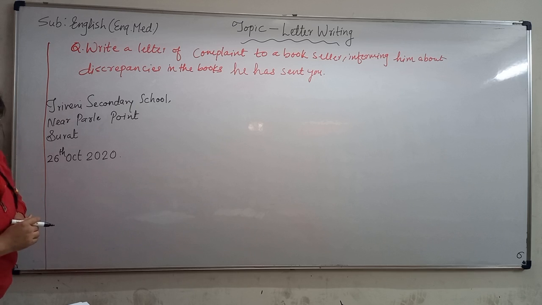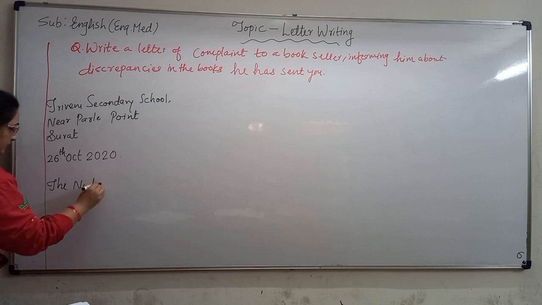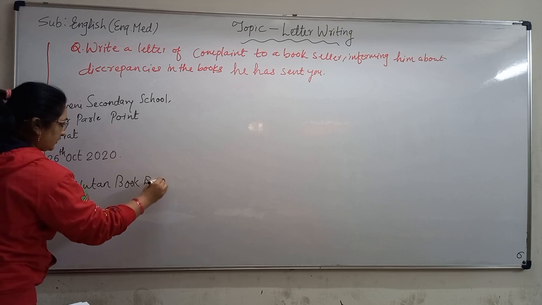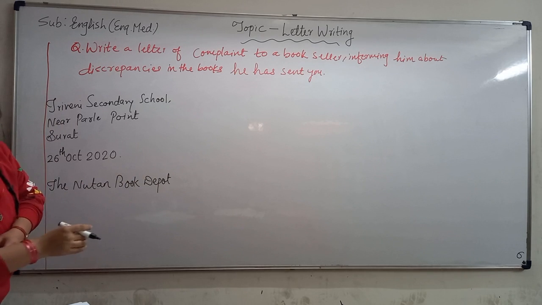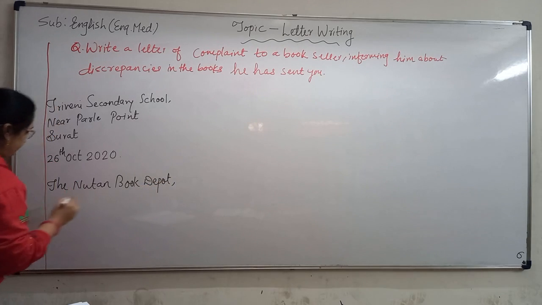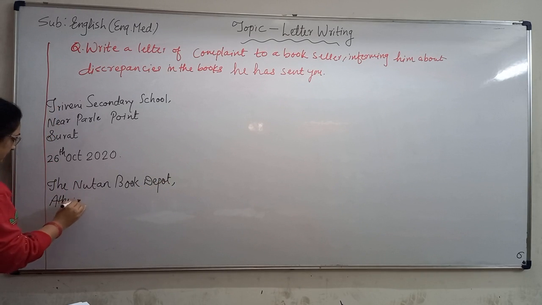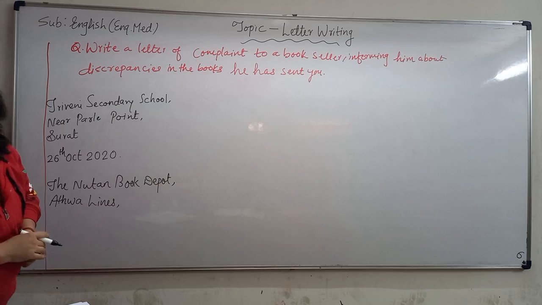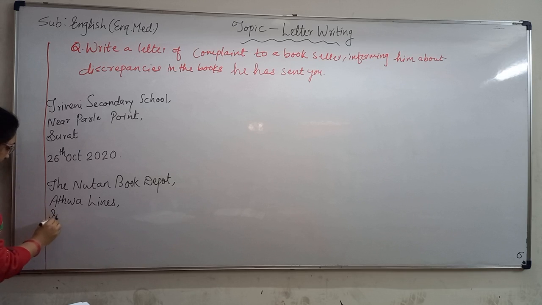The Nutan Book Depot, comma, Atwa Lines, Surat. Okay. Then what have you written here? Sender's address, date, receiver's address.